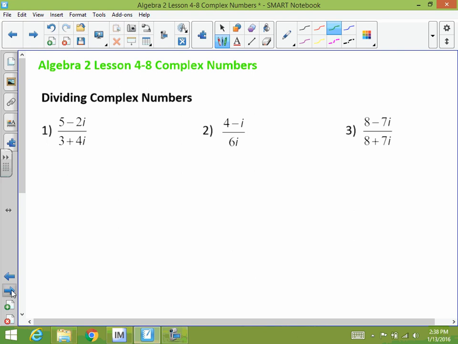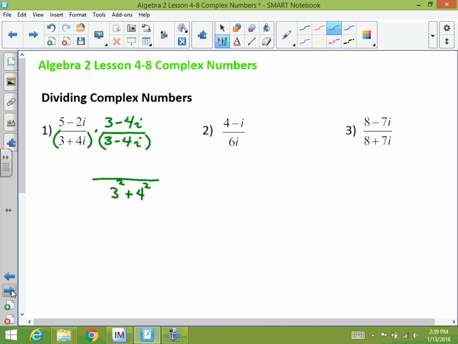So, if I want to divide complex numbers, I need to get my denominator to be a whole number, a real number. It can't have an i in it, so it can't be an imaginary number. So if 3 plus 4i is in my denominator, the only way I can get it to be a real number is to multiply it by a conjugate. The conjugate of 3 plus 4i is 3 minus 4i. So I'm going to multiply the top by 3 minus 4i and the bottom by 3 minus 4i. Remember, these are conjugates, 3 plus 4i and 3 minus 4i, so they basically become 3 squared plus 4 squared.